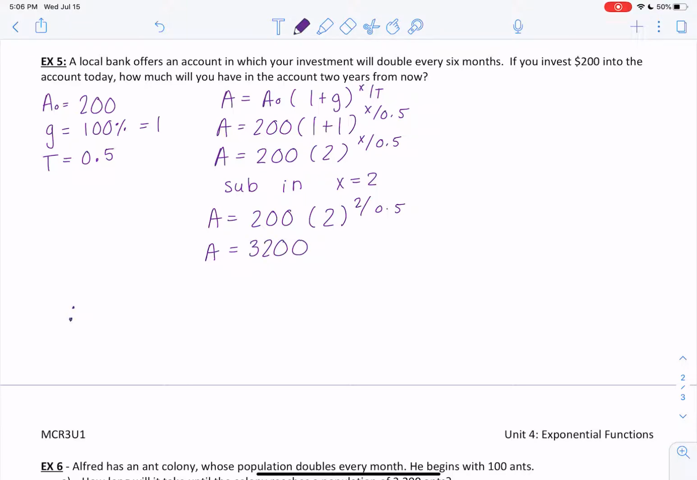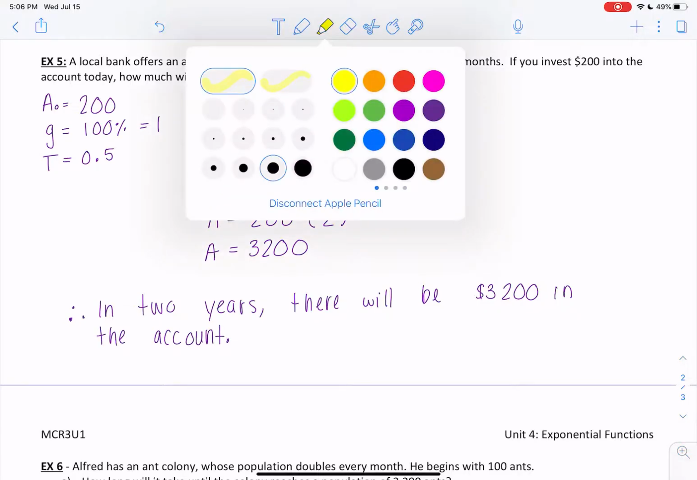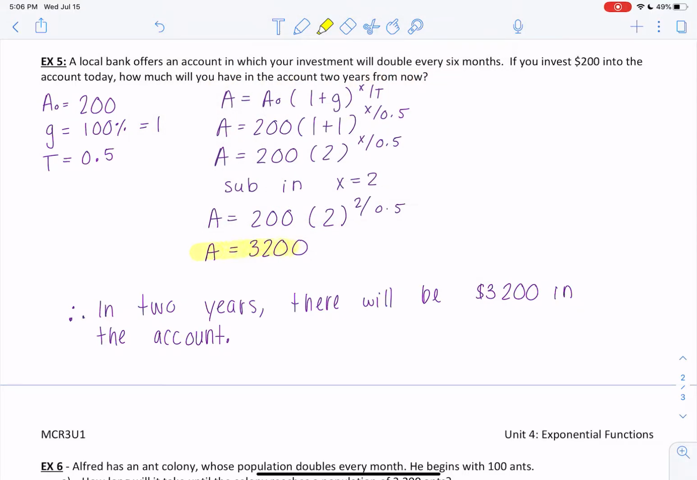So therefore, in 2 years, there will be $3,200 in the account. So that is our final answer.